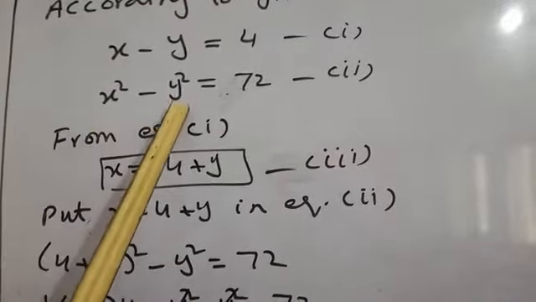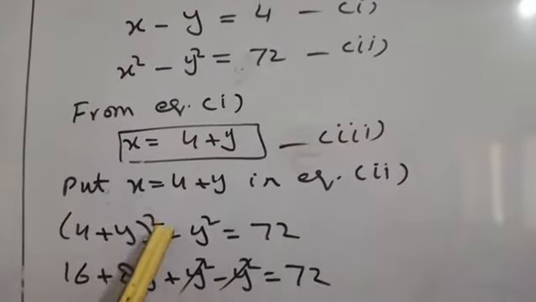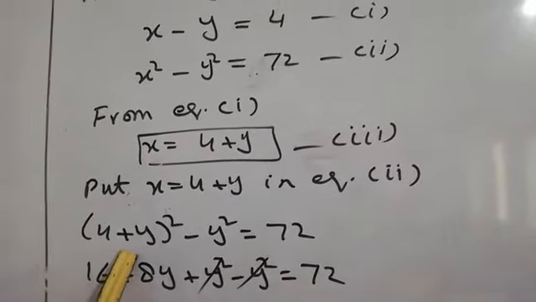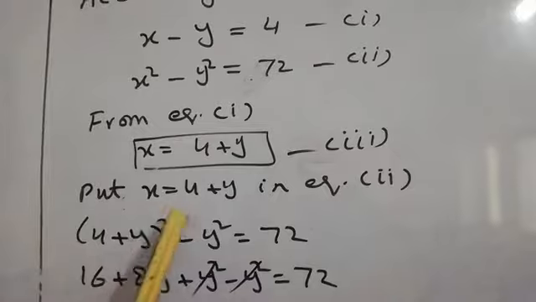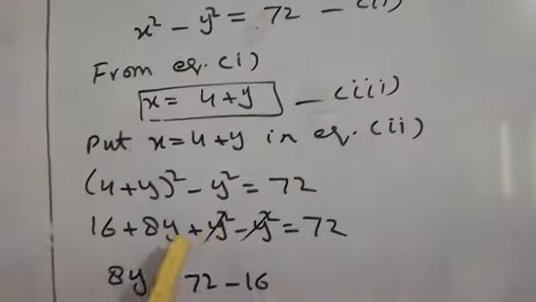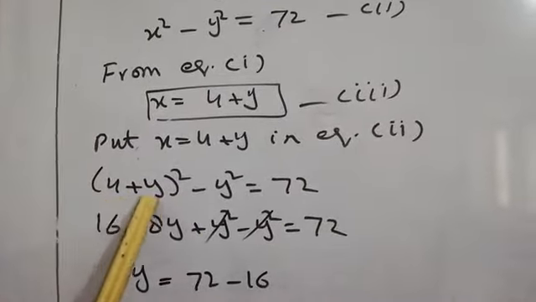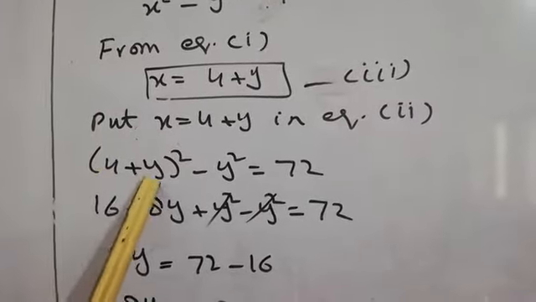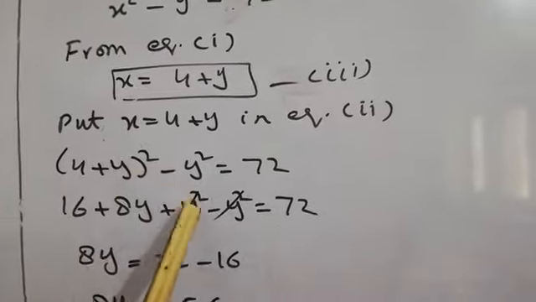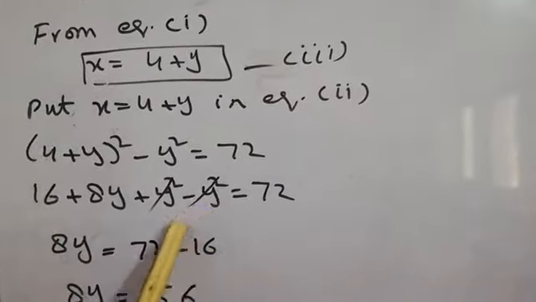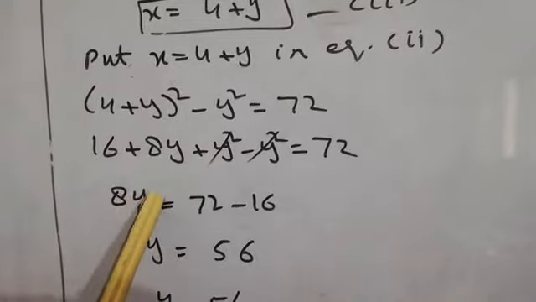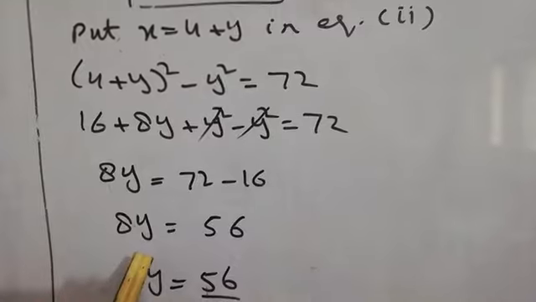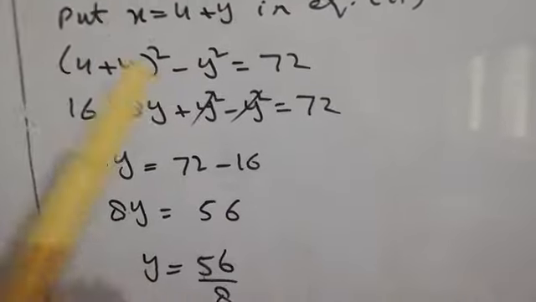Equation 2 is x square minus y square equals to 72. So we will put the value of x instead of x. This is x square, so we will put (4 plus y) whole square minus y square as it is equals to 72. This is the formula (a plus b) whole square, which becomes a square plus 2ab plus b square, means 2 into 4 is 8y, plus y square minus y square equals to 72. y square minus y square will be cancelled. 16 will be subtracted from 72. So 8y is equals to 56.